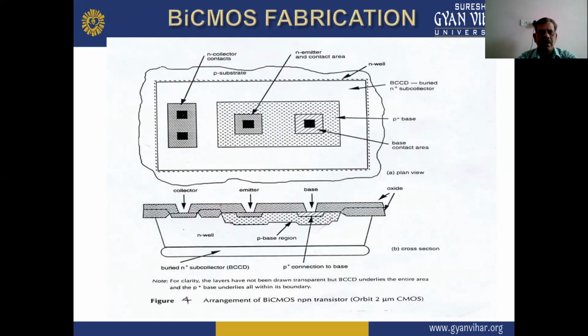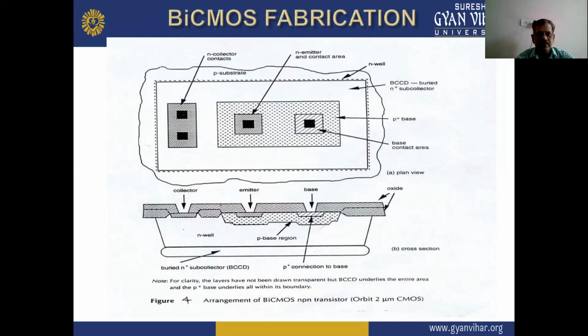So this is the fabrication of the BiCMOS device, in which there are N collector contacts and also N emitter contacts area, and P substrate here in this figure, and there are also N wells and buried N plus subcollectors here, and also P plus base and base contact area here. And this is the plan view of the BiCMOS device. And next, the second figure shows the cross-section view of the BiCMOS device.